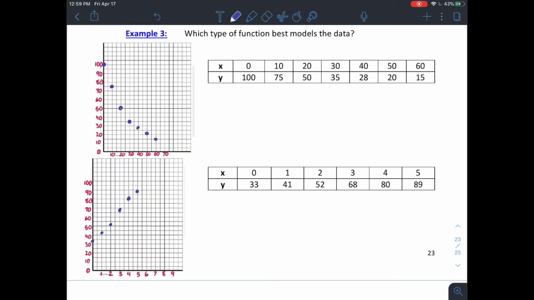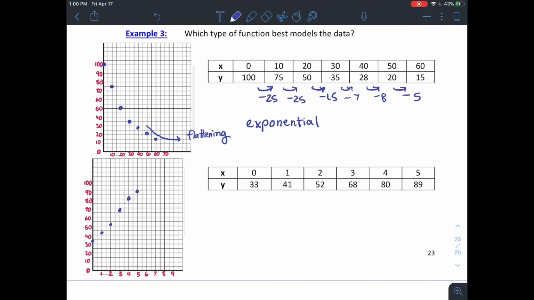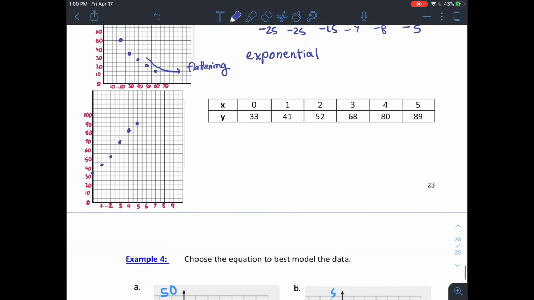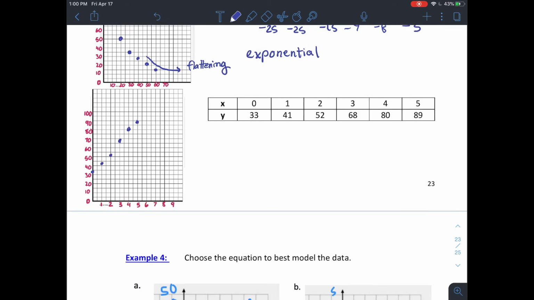Here, to determine which model would best match your data, it would be a good idea to go ahead and plot these. I just did it for you. I didn't make you watch me do it. So if you look at this first one, it's kind of flattening out as I go towards the right. So it looks like maybe an exponential function. Also, if you do it without graphing or think about your rate of change, like your y values are decreasing by 25 and then 15 and then 7, 8, and then 5. So your rate's kind of like flattening off, which makes it seem exponential as well.